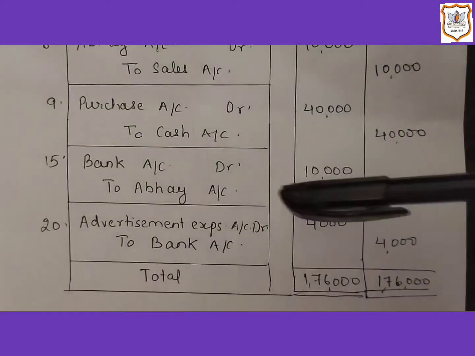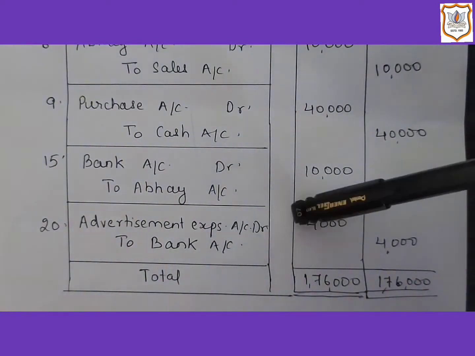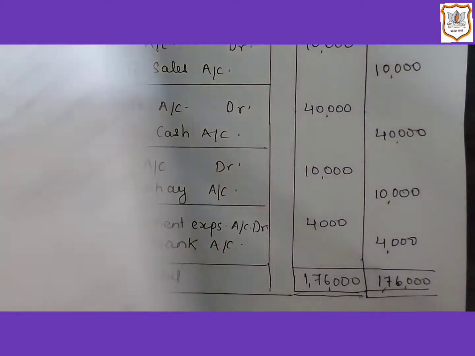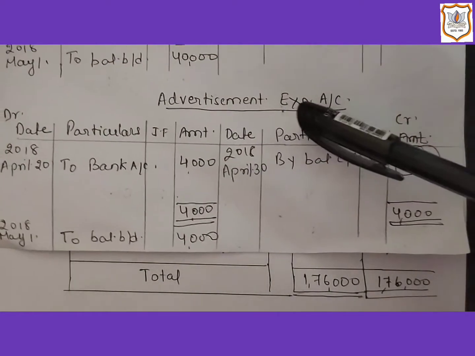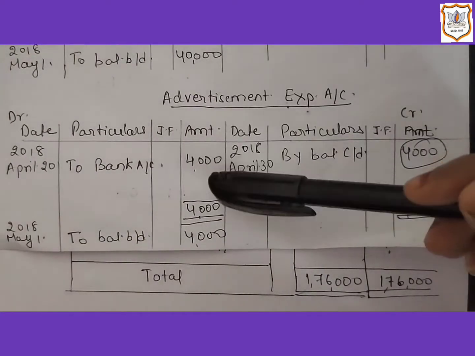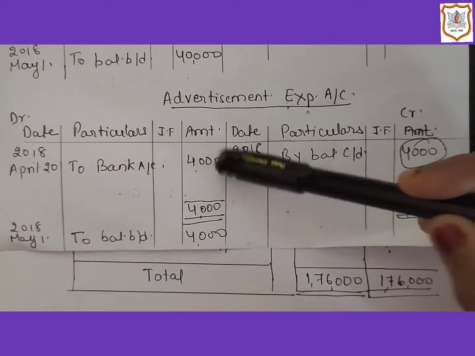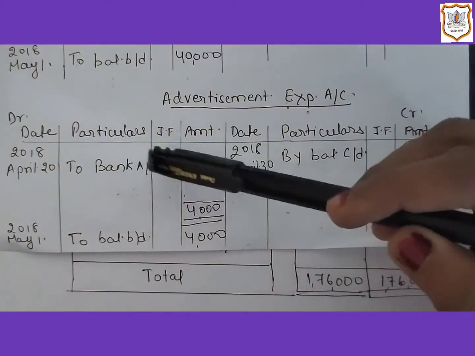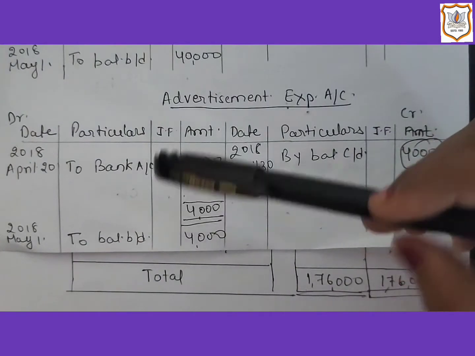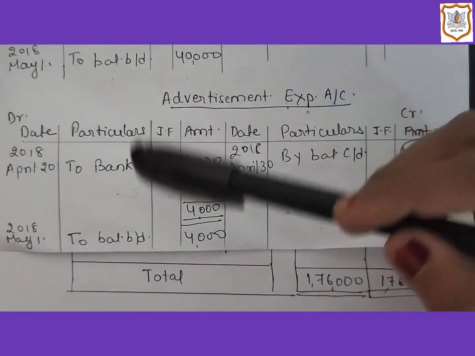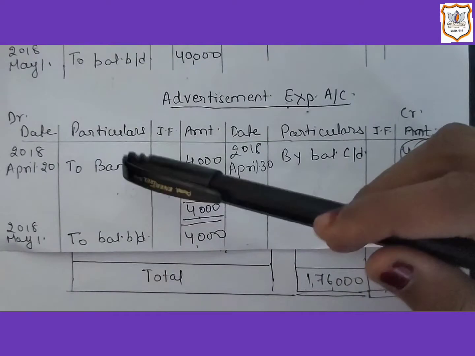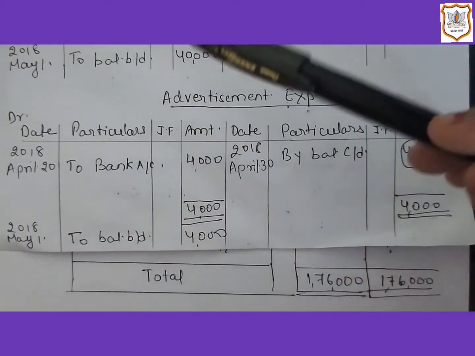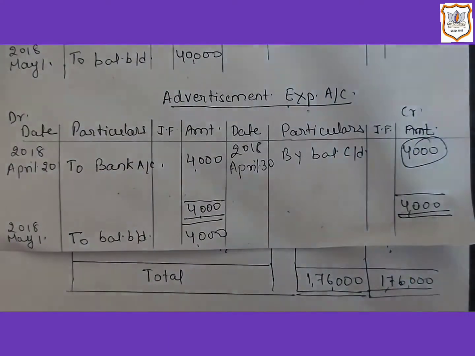Then let us see the next journal entry. Here, the advertisement expense account is debited by rupees 4,000 and the bank account is credited by rupees 4,000. So here is our advertisement expense account, wherein we will record the amount on the debit side. Here it is 4,000, and in the particular column we will write the name of the account having an opposite effect, that is credit effect, and that is the bank account. So "To Bank Account" will be written on the debit side in the particular column.